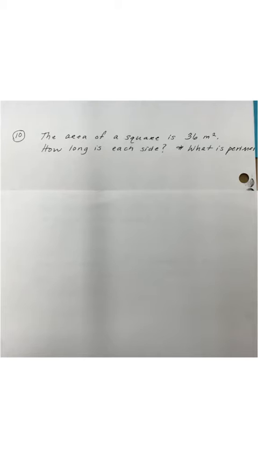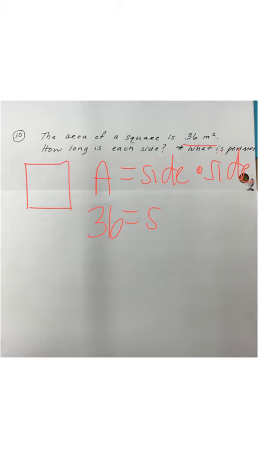Number 10, the area of a square is 36 meters squared. How long is each side, and what is the perimeter? So if you draw the square, we don't know what the sides are, but we know that the area is 36 meters squared. So the formula is area equals side times side. So plug in what you know. We know that the area is 36, and we know that we need to find a side that multiplied times itself will equal 36. So you think, what times itself is 36?